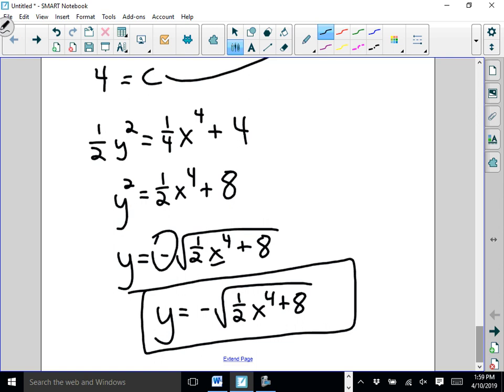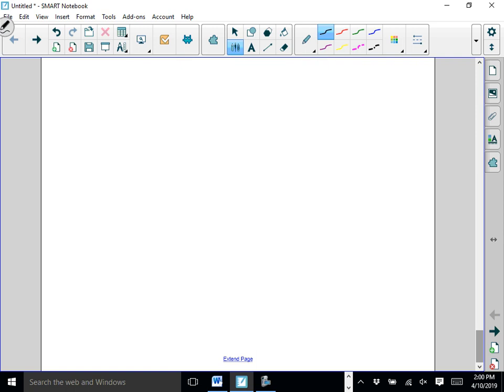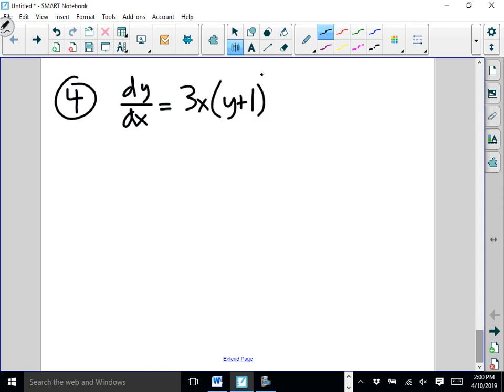Problem 4. Let's see, I'm doing pretty well on time here, so I should be able to get all 5 of these problems in. Here's problem 4. dy/dx equals 3x(y plus 1) squared. And again, I want to solve for the particular solution.